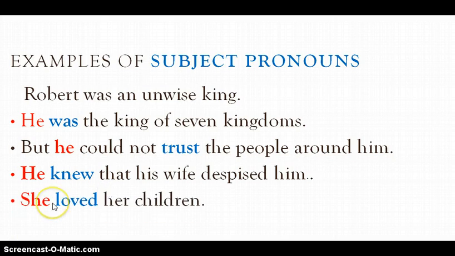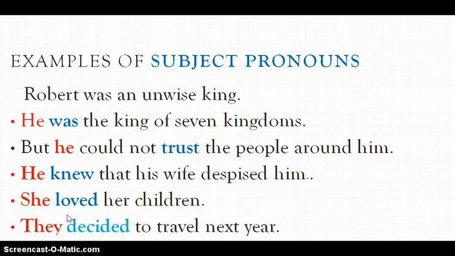Next example, she loved her children. So she is the subject pronoun here, and it comes before the verb loved. In the last example, they decided to travel next year. Again, they is at the subject position, decided is the verb, so it comes before the verb.